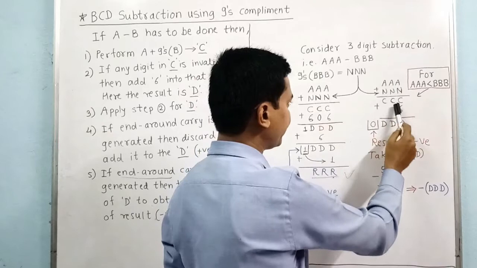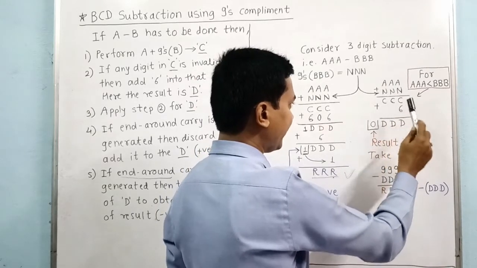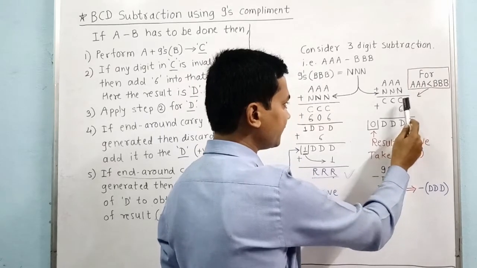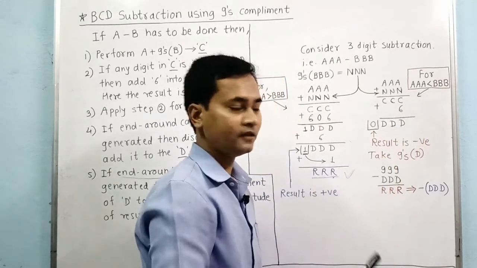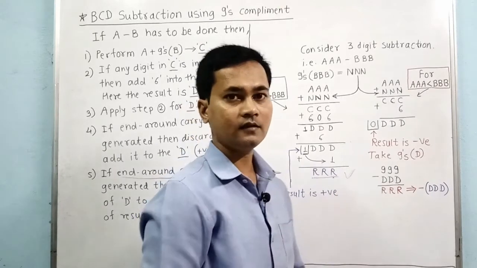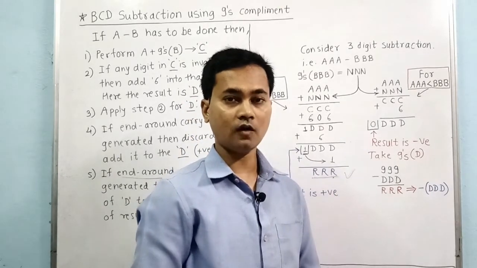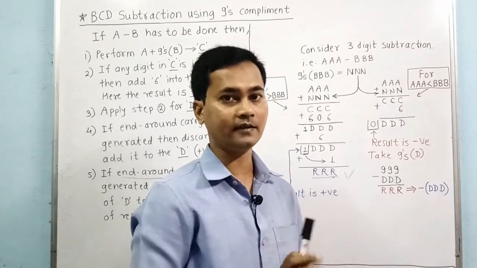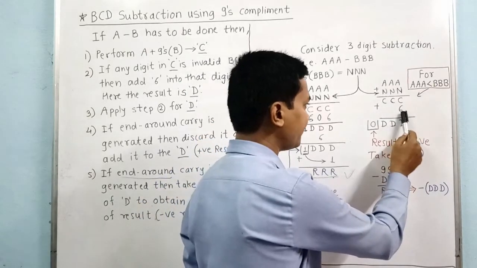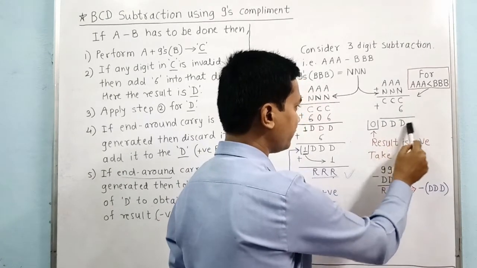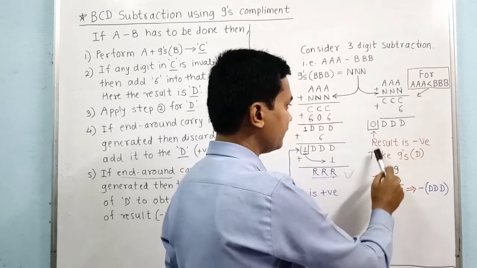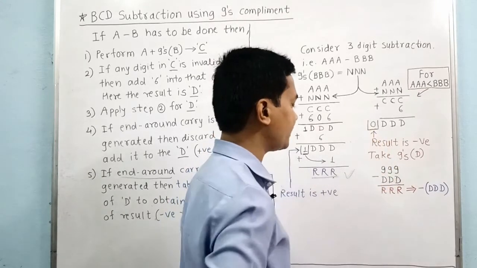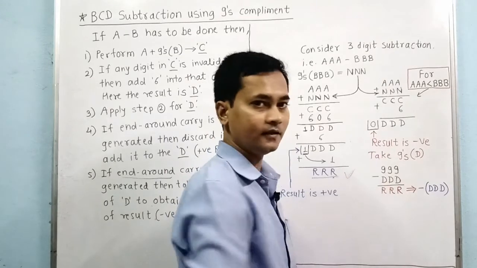Okay, so here we will get some result C, and consider that this first digit is invalid BCD. Invalid BCD means either the digit value is greater than 9 or a carry is generated from that digit. Here we have added 6 so that we have got D. Carry, the end around carry, is not generated, so that means the result is negative.